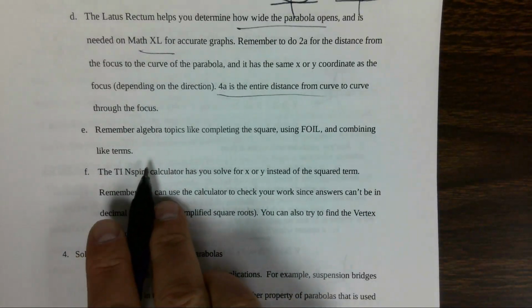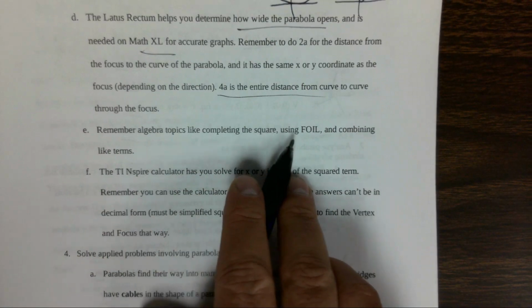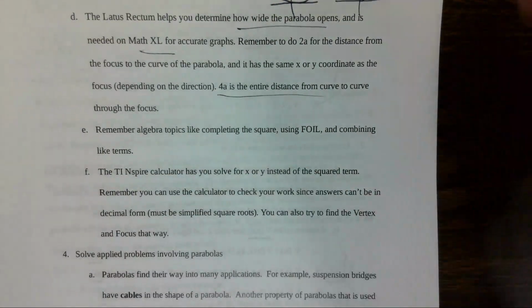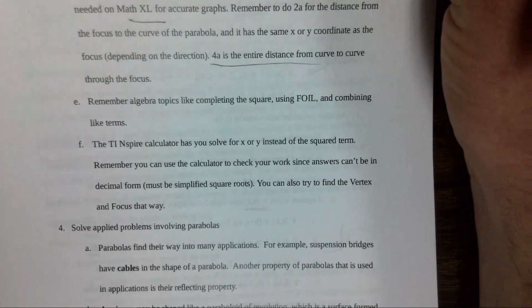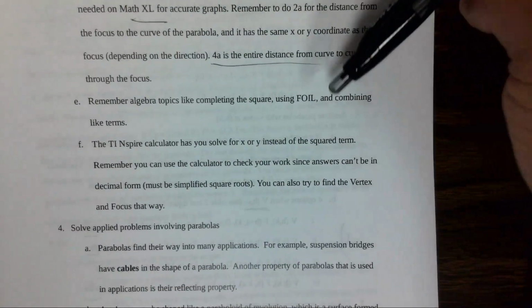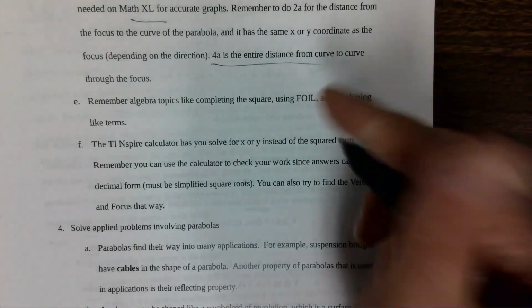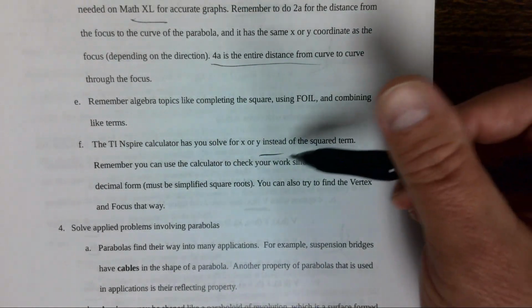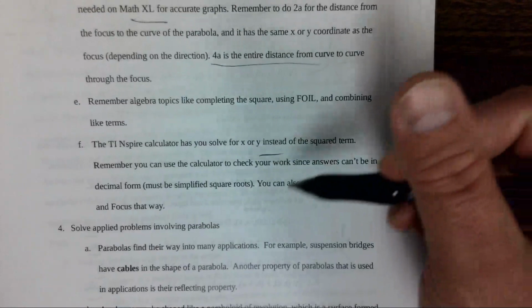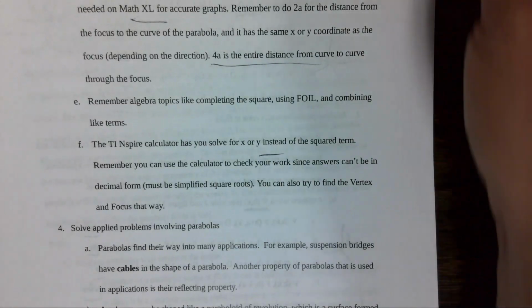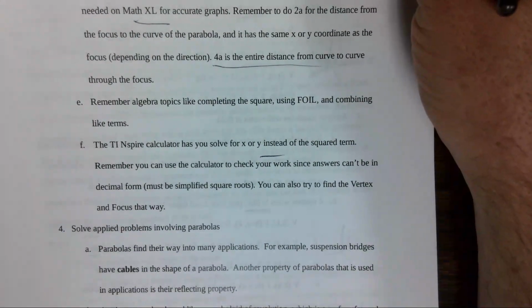Remember the algebra topics like completing the square, using FOIL and combining like terms. The calculator has you solve for x or y instead of the square term. Remember, you can check your work since the answers can't be in decimal form. They have to be in simplified square roots.